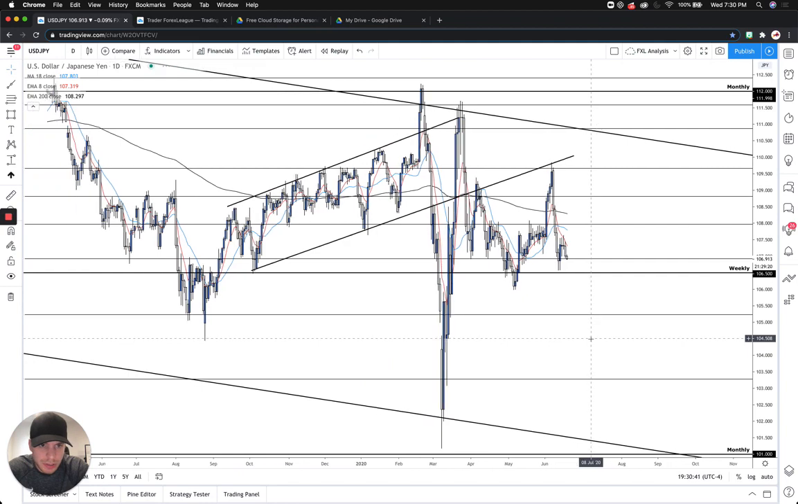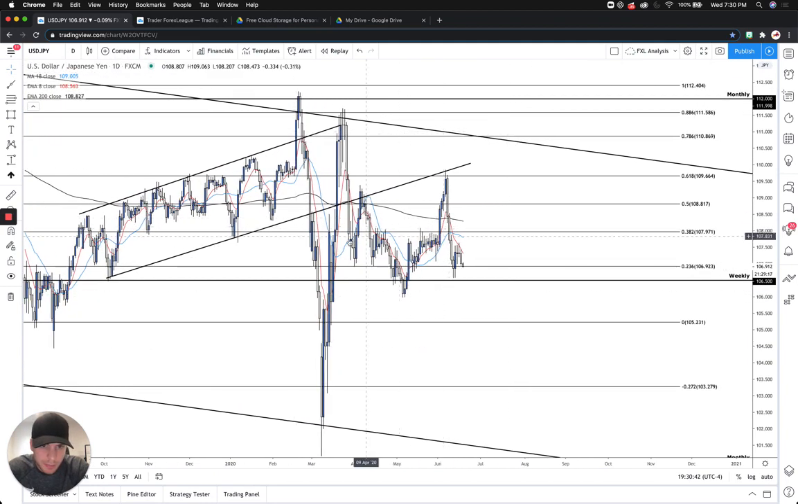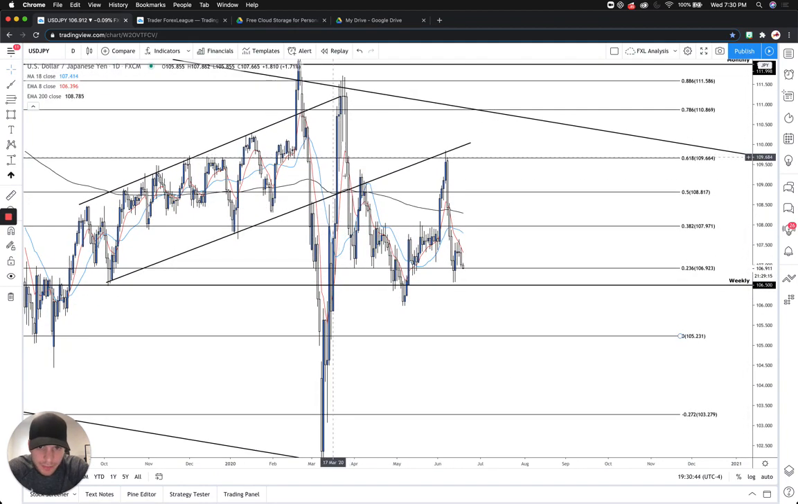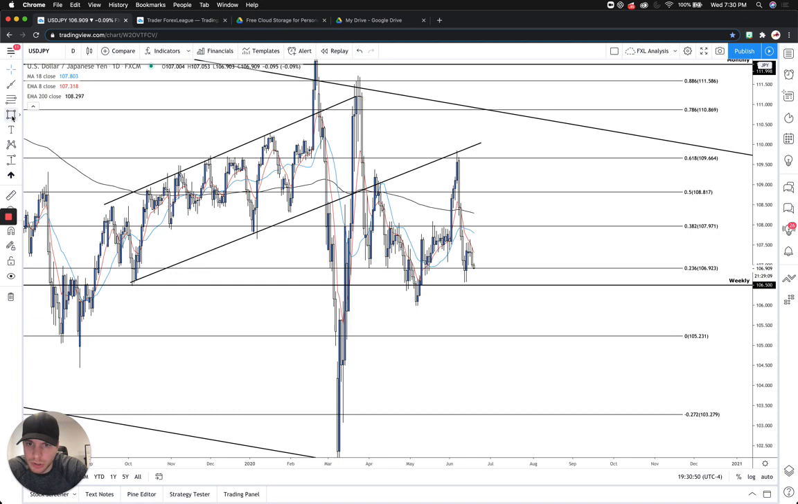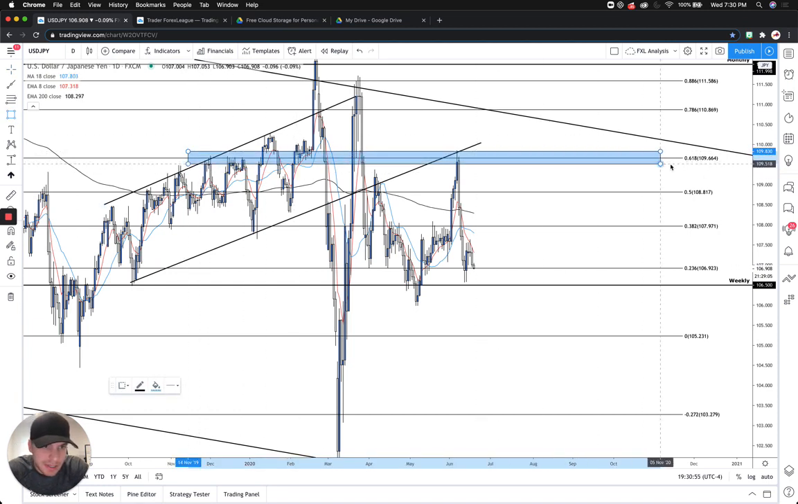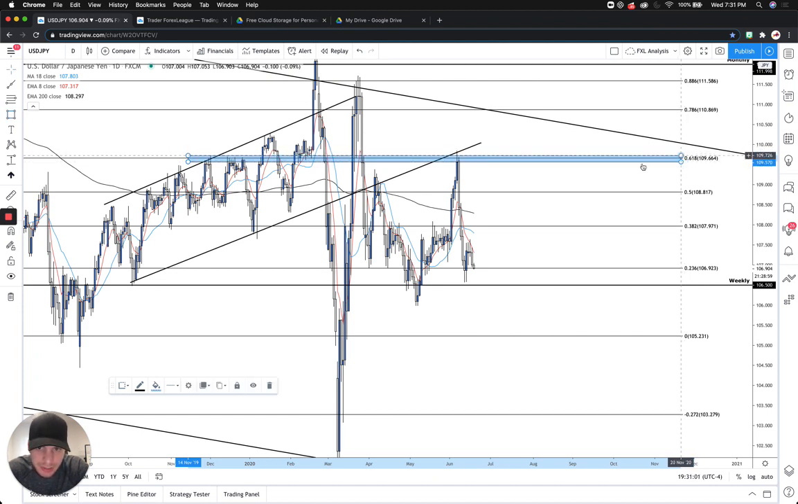All right, so this is that pullback. So we found some confluence in here. This was the level, rejection of the 50% MAs. Let's go ahead and draw a zone in here. So this is definitely the biggest zone, the most significant zone right now where current price action is. I'll make this a little slimmer, right?